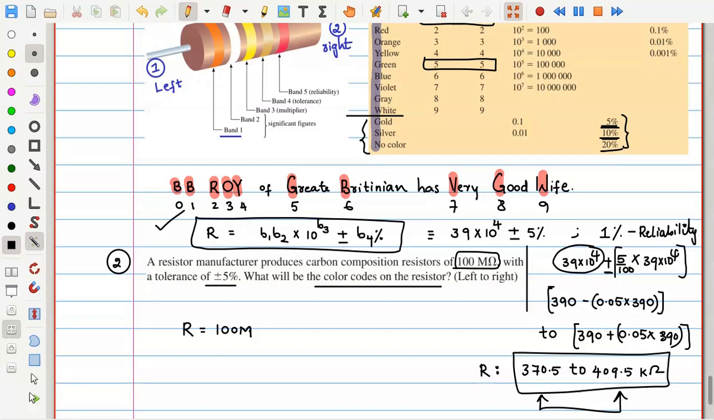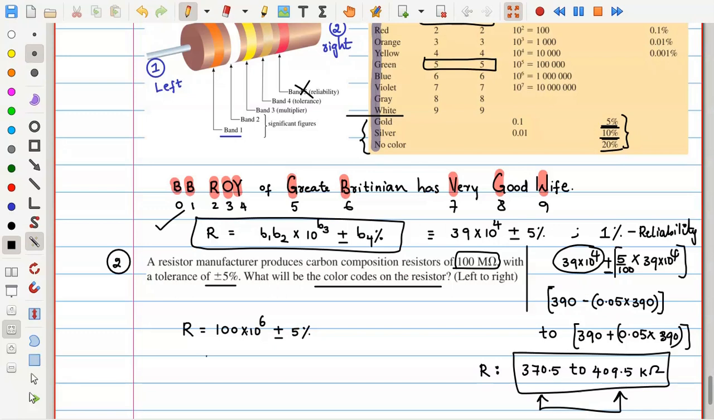100 mega unit, or in a more general way, into 10 power, mega means 6. So how much is the tolerance? Plus or minus what? 5%. That means it is a 4-band resistor. They did not specify the reliability, so we can neglect band 5, no issue. Mostly 4-band resistors will be there, so only this information is enough to calculate the resistance value.